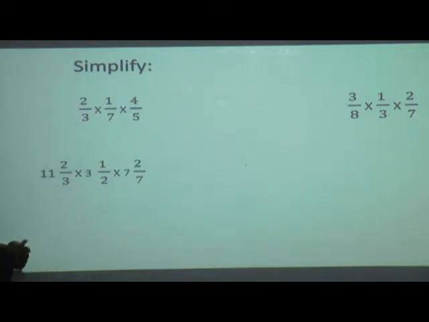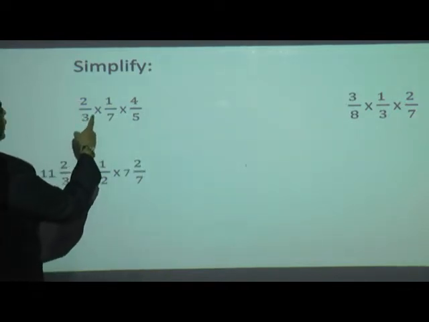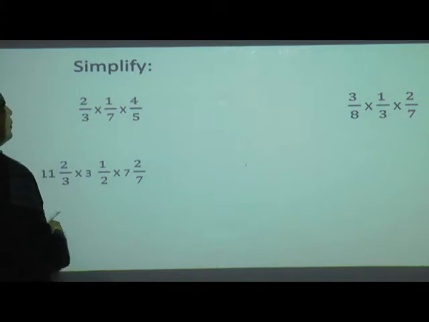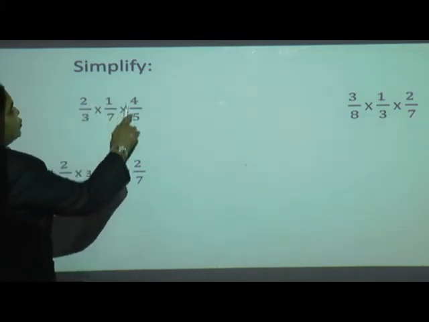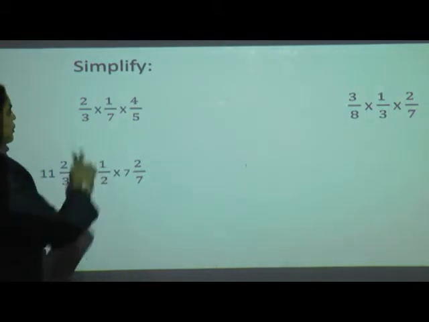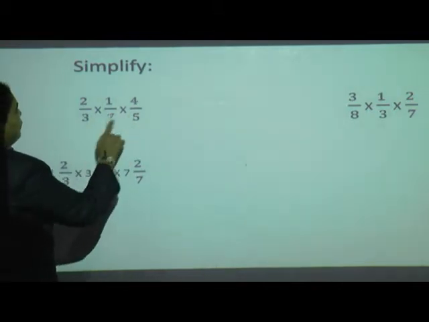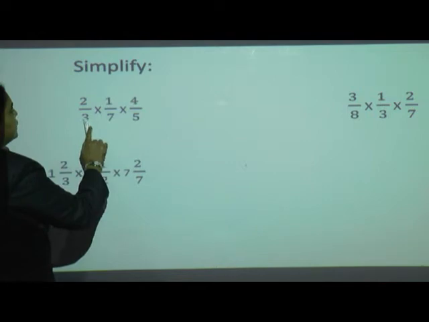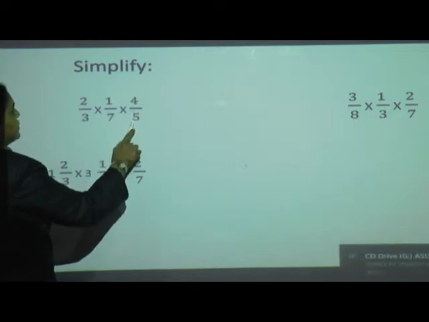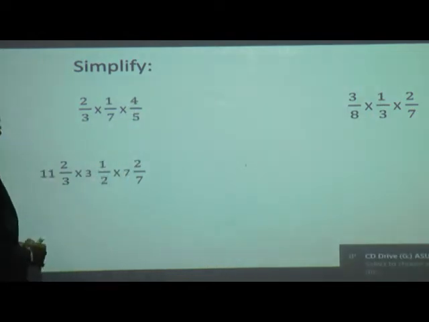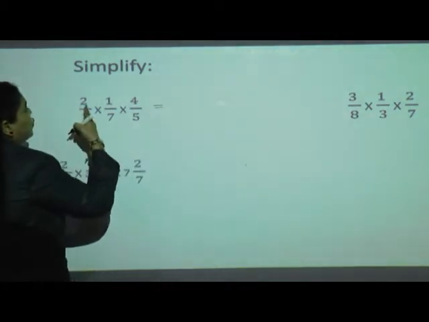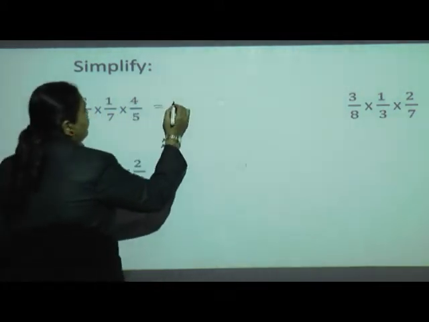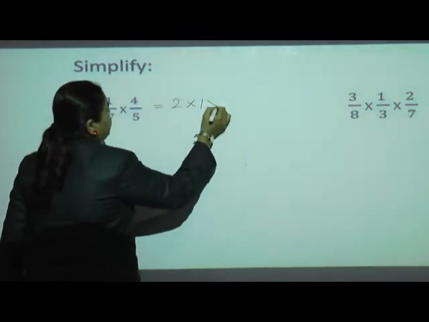Here we will try to solve the first example: 2 upon 3 multiplied by 1 upon 7 multiplied by 4 upon 5. We have to see, can we reduce any of the fractions? With the 3 we are unable to reduce, with 7 also it is not possible, even with 5 it is not possible. So what do we have to do? We will write directly 2 multiplied by 1 multiplied by 4.